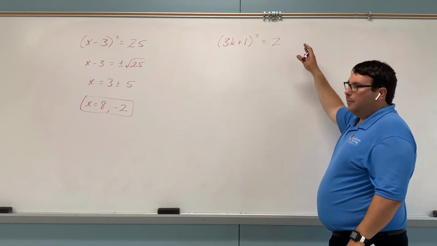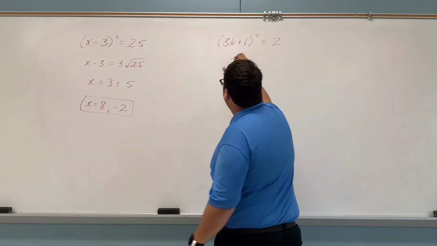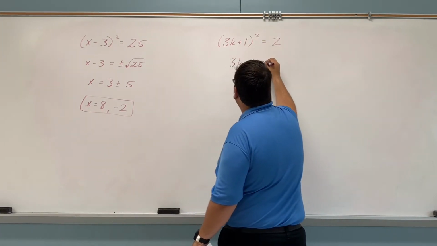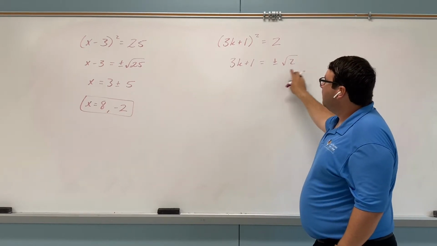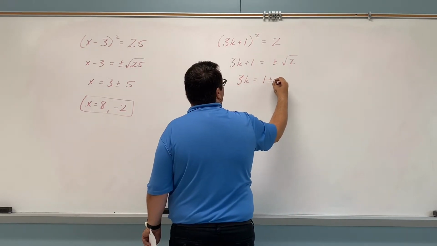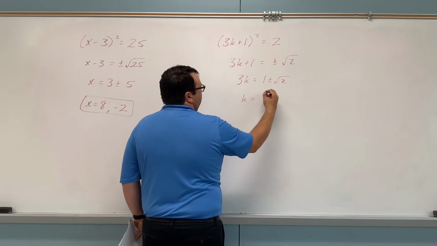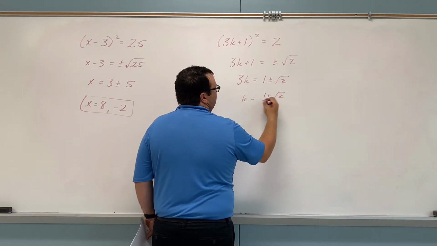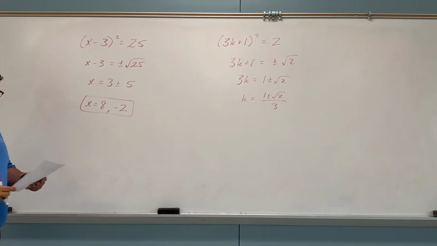Let's use the square root property because I have this whole term squared. So that's 3k plus 1 on this side, plus or minus the square root of 2 on this side. Move my 1 over. I have 3k is equal to 1 plus or minus the square root of 2. Divide by 3. k will equal 1 plus or minus the square root of 2, all divided by 3. And that is perfectly acceptable.